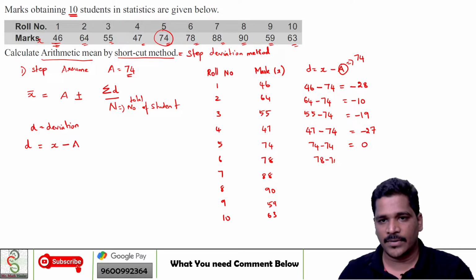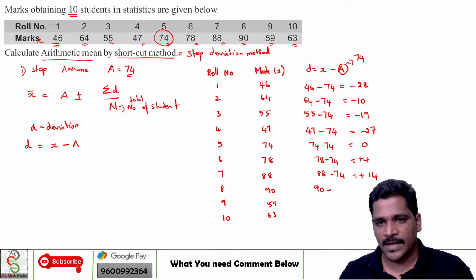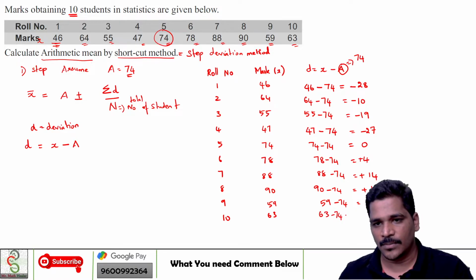78 minus 74 is 4, that means plus 4. And 88 minus 74 is plus 14. 90 minus 74 is plus 16. 59 minus 74 is minus 15. And then 63 minus 74, it's about minus 11.